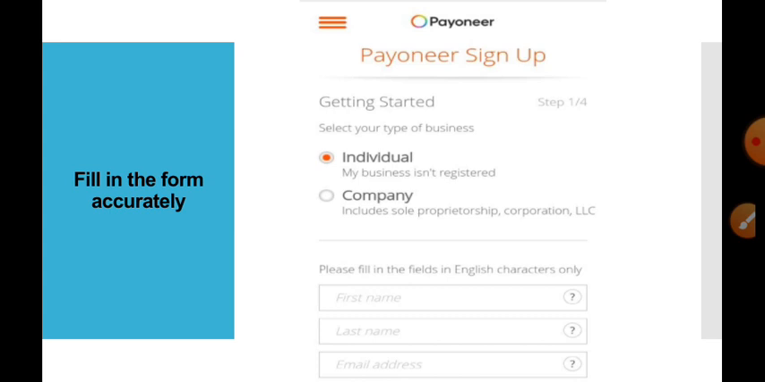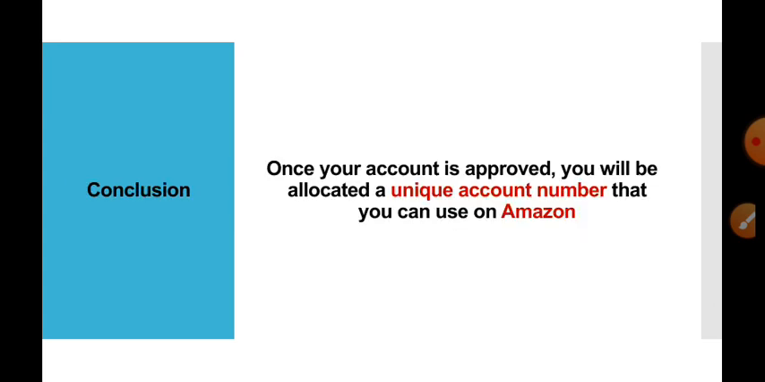Your first name, your last name, your email, you also confirm it, and then your date of birth. Then you check the part that says I'm not a robot, and then you click on next, and then you fill in the other form that appears. And when you are done with all the forms, you are going to be given a unique account number that you can now use on Amazon or any other marketplaces of your choice.